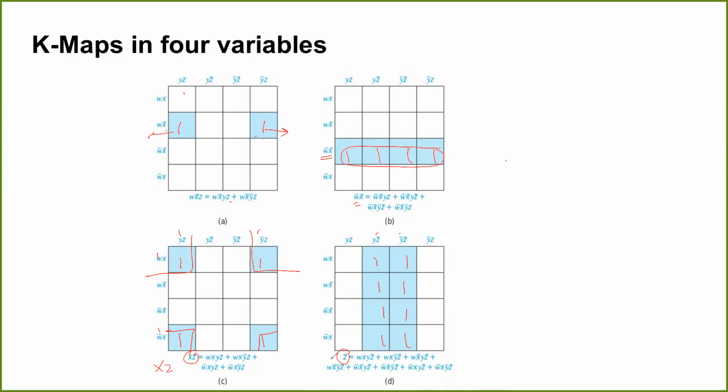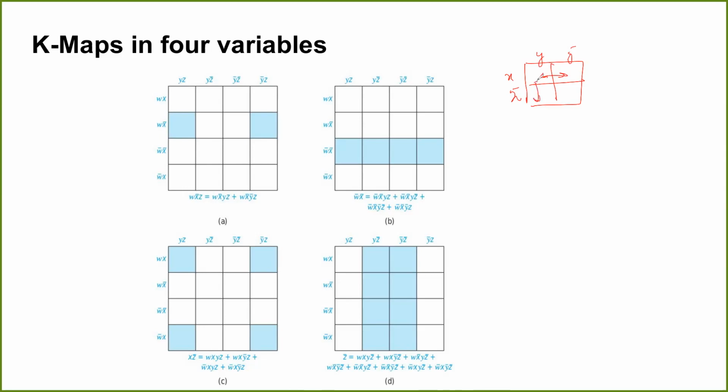Is this clear? All K map combinations 2, 3, and 4. Okay, I'll just end this up by summarizing. When I have two variables, x bar, y bar, only adjacent cells are these, which differ in one literal.